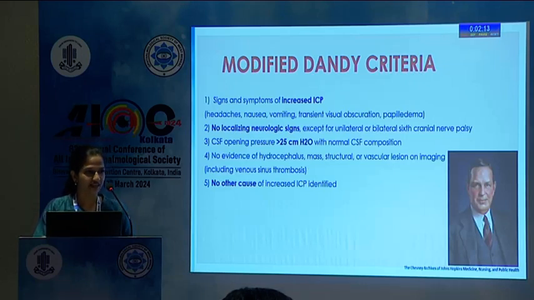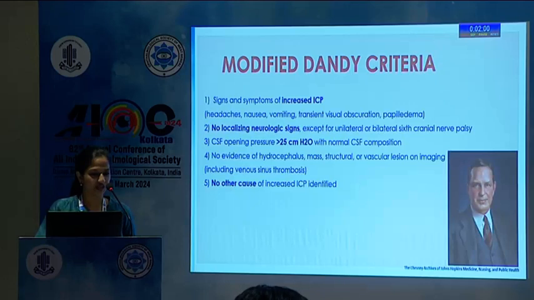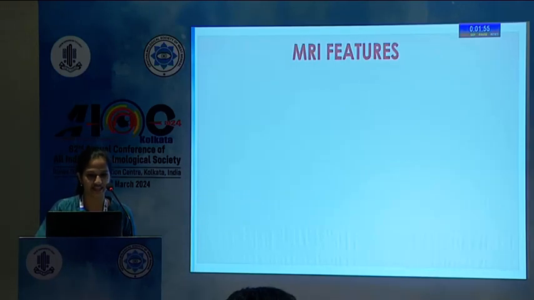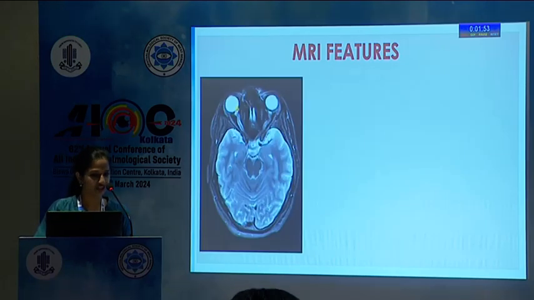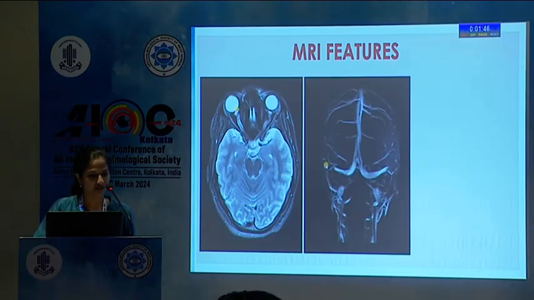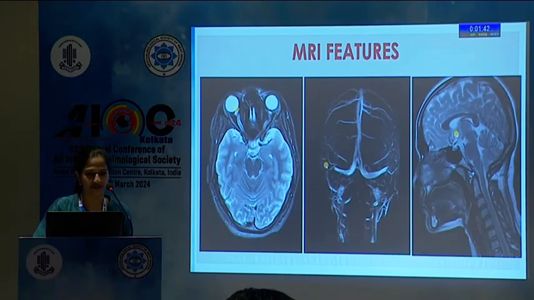Because IIH is a diagnosis of exclusion, we have a diagnostic criteria given by Dandy, which has 5 points: increased ICP, no localizing neurologic signs, raised CSF opening pressure, no structural abnormalities, and no other cause of increased ICP. There are various MRI features, which include raised intraocular portion of the optic nerve and tortuosity, stenosis of the transverse sinuses, and empty sella sign.